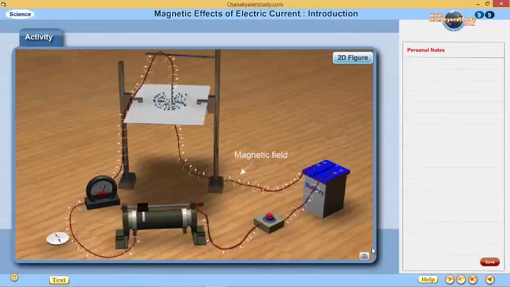The iron filings are set in a series of concentric circles about the wire as the center. The filings are crowded more near the wire than away from it.